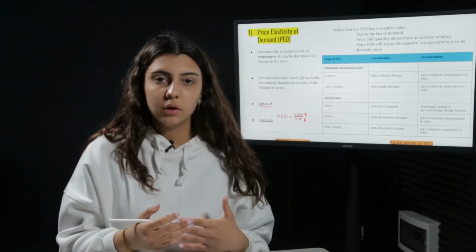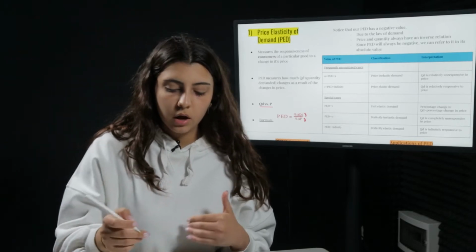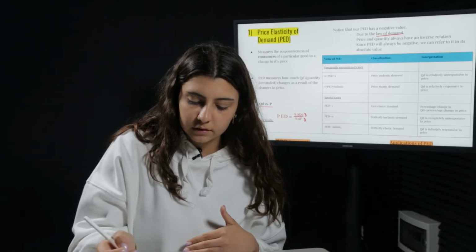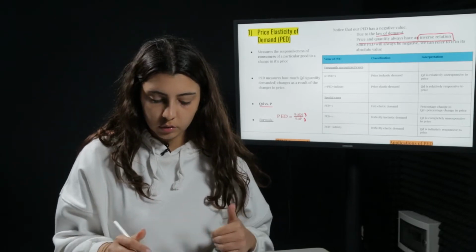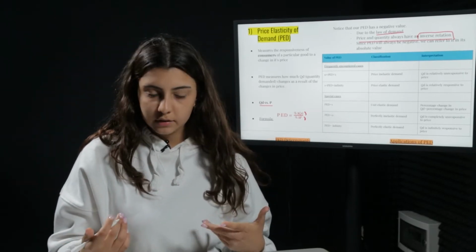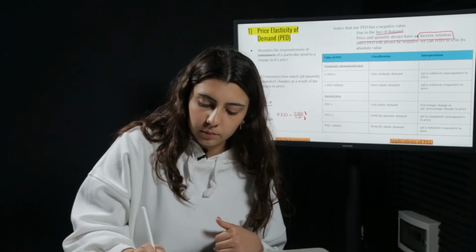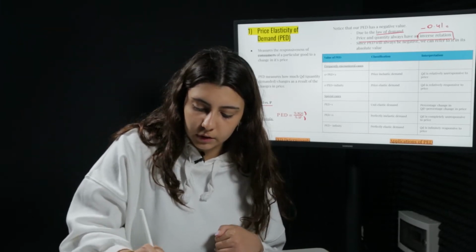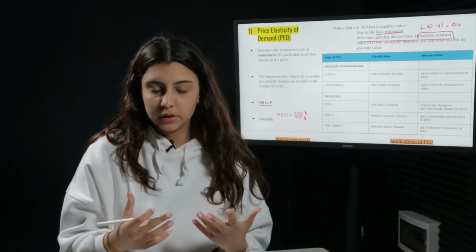No matter what the quantity demanded or the price is, PED will always have a negative value. And this is because of the law of demand. And the law of demand states that price and quantity always have an inverse relation, which is why PED always has a negative value. And since it always will be negative, we just refer to it in its absolute value. So let's say the PED of a good is negative 0.4. We can just say that its PED is 0.4 by taking its absolute value, just to clear the confusion.